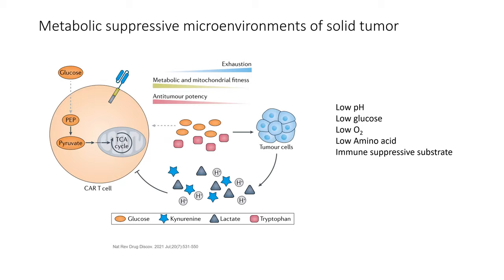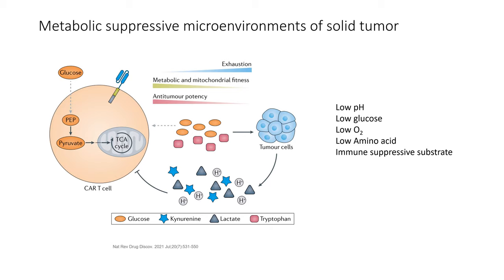Besides the immune suppressive microenvironment in solid tumor, due to the overgrowth of tumor cells, the tumor cells consume more nutrition and also generate a metabolic suppressive microenvironment. And so the metabolic suppressive solid tumor microenvironment is acidic, with no glucose, with low oxygen, and is insufficient for some amino acids. In addition, the tumor cells can also generate some immune suppressive metabolic substrates, such as lactate and K9. And these molecules can directly inhibit the T cell function.